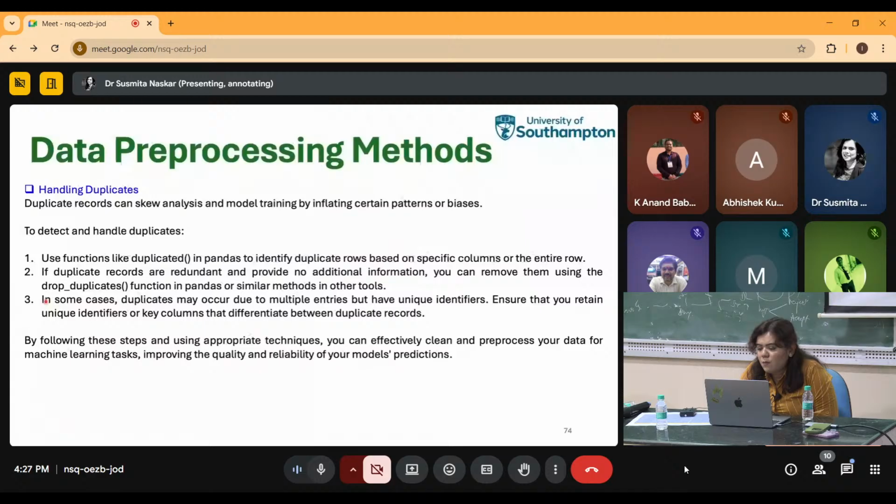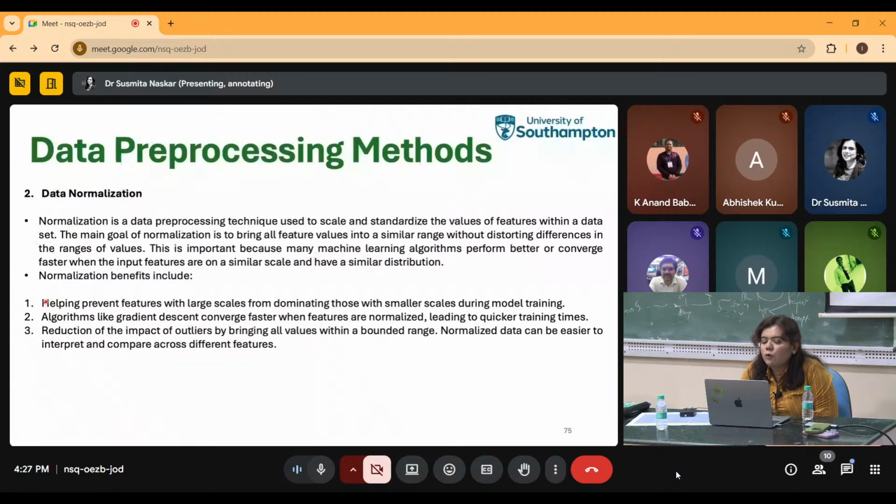The benefit is that it prevents the dominance of large-scale features. That means it helps prevent features with large scales from overpowering those with smaller scales during model training. It also speeds up your training. That means machine learning algorithms like gradient descent converge more quickly when features are normalized, so a shorter training period is required, your time actually reduces, and it also improves your performance, right?